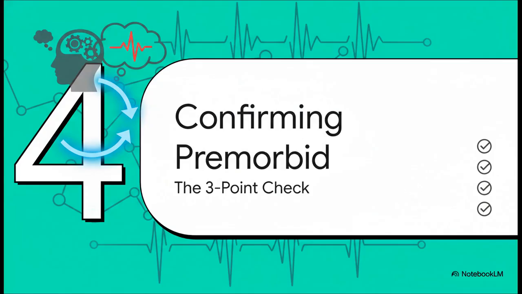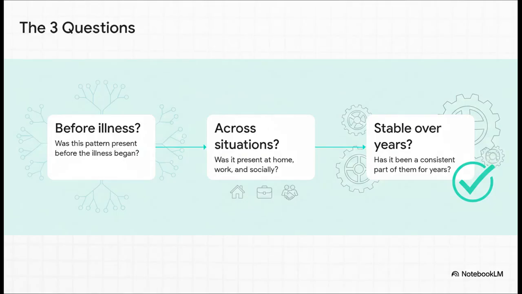Okay, so you've identified the dominant traits, you've moved the sliders around in your head. Now you have to do one more crucial thing. You have to confirm that they are truly part of the premorbid personality and not just symptoms of the current illness. Just use this simple 3-point check, both with the patient and with any informants.